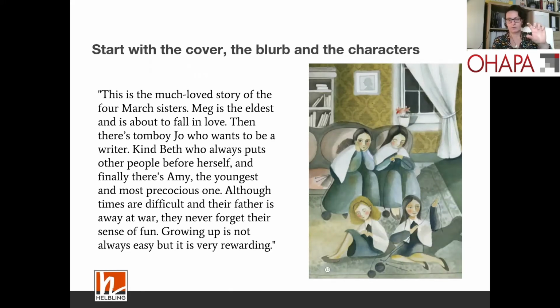So I copied the blurb from the book here. Students will get a general introduction to the main characters and the main theme of love, family, war, that's going on in the story.